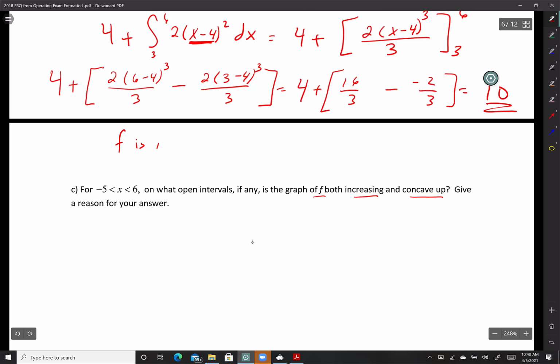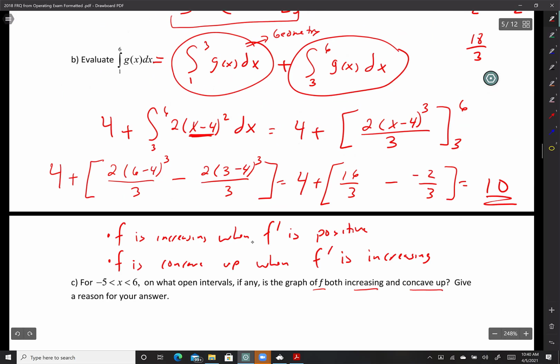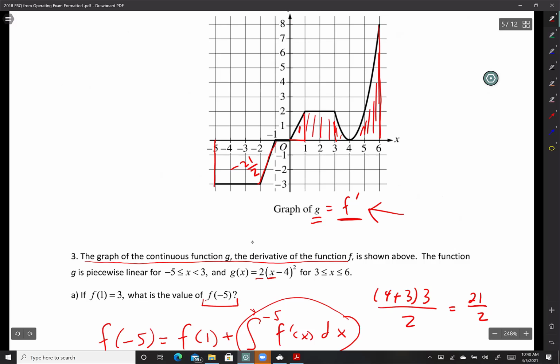F is increasing when f prime is positive, because f prime is slopes. F is concave up when f prime is increasing. This is just for you guys, 2 bullets. I currently have the graph of f prime. So that is the best graph to use.